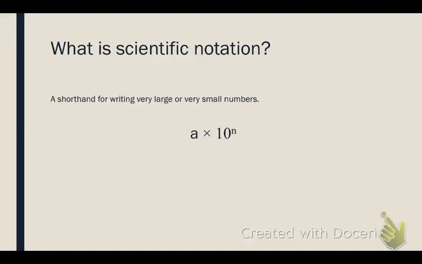There are some conditions on both a and n. A must be a value that is greater than or equal to 1 but less than 10. So it could be something like 8.3, but it could not be 27.4 because that's larger than 10. N is an integer. So no fractions or decimals, but negative and positive whole numbers are fine.